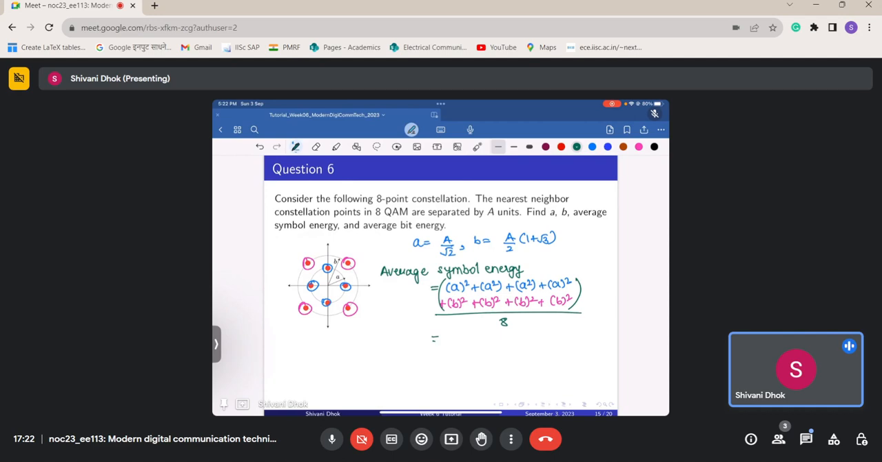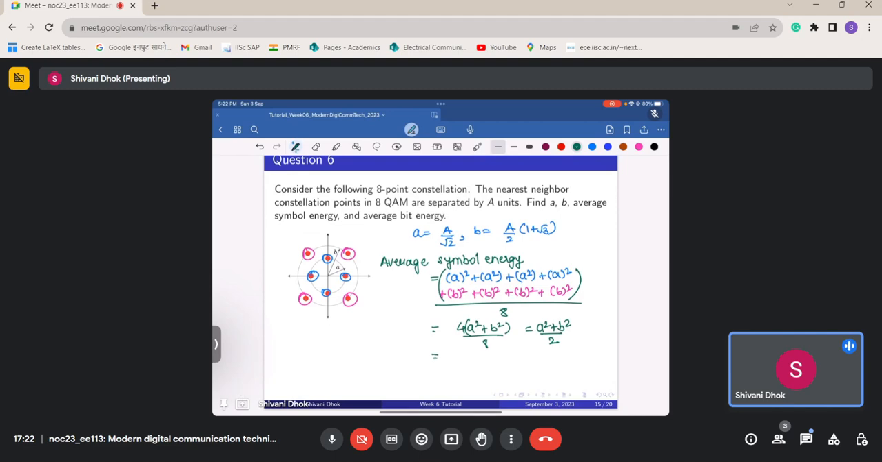So what we have is 4A square plus 4B square upon 8, that is A square plus B square upon 2. A square is A square by 2 and B square is A square by 4 inside the bracket, 1 plus root 3 whole square upon 2.